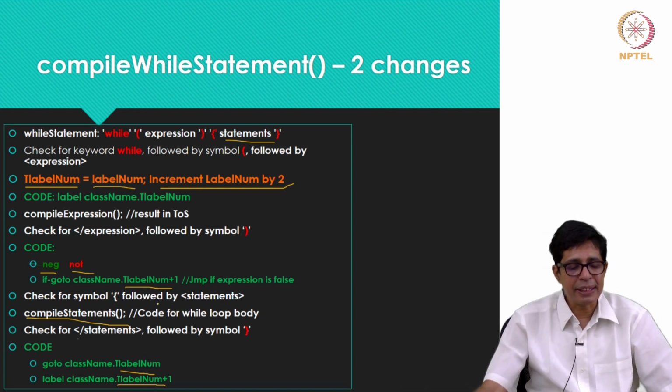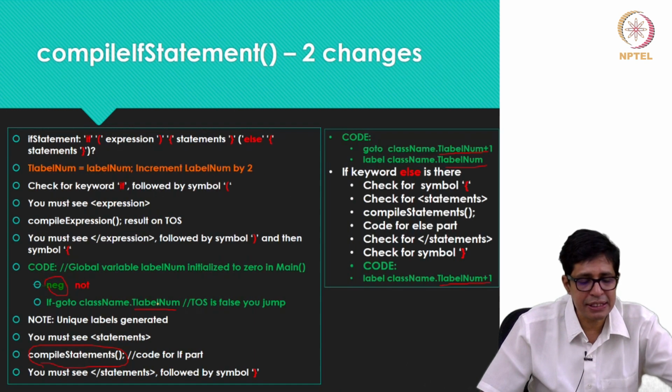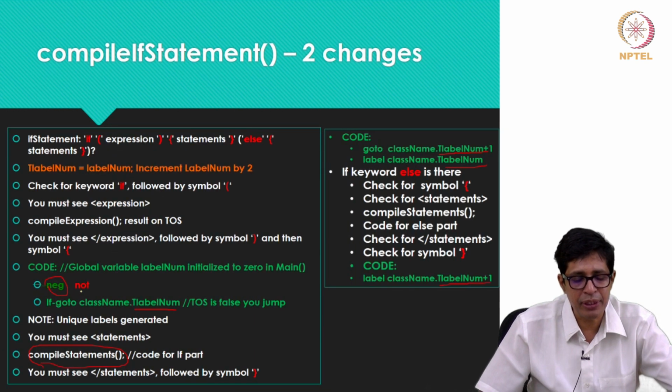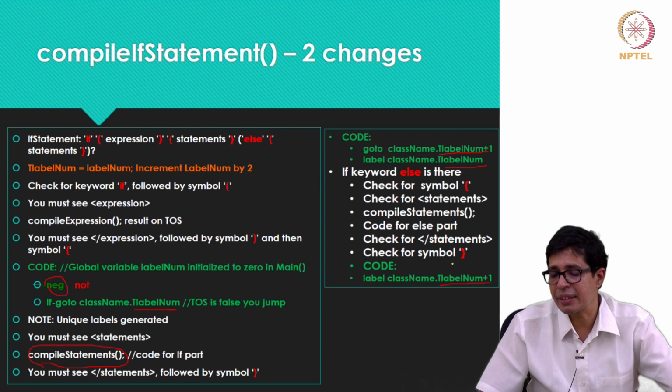So, these two are the changes. Just to sum up the changes: in your if statement, we need to make this neg as not, and then introduce a local variable called t label num, assign it to label num at the start and increment label num by 2 at the start itself, and everywhere in the routine make it t label num. Wherever you have seen label num in the past, make it t label num.